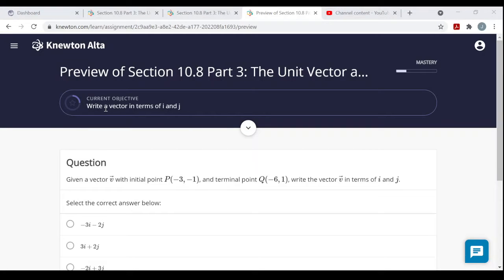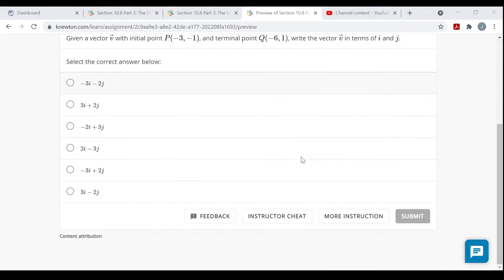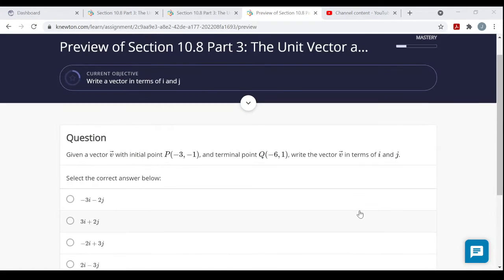This video is on the objective, write a vector in terms of the vectors i and j. Now this is the second video on this objective, so I'm hoping you've watched the first one, because I'm not going to do nearly as much explaining. I'm just going to go right into working the problem. And if you want to see more about the topic, click on More Instruction. Look at their videos, their notes, their examples, and hopefully those help you.